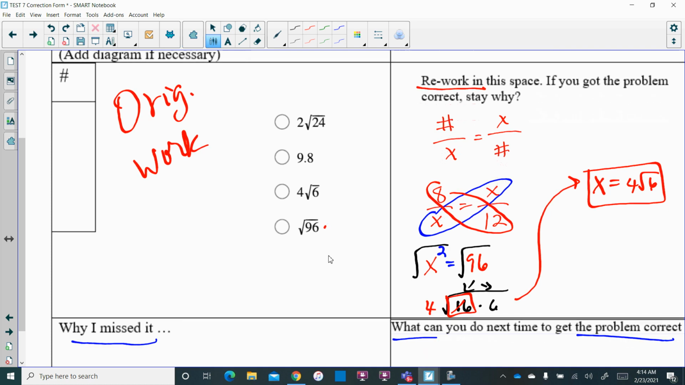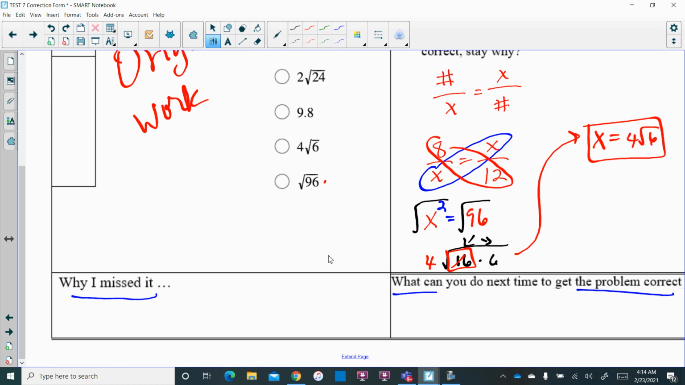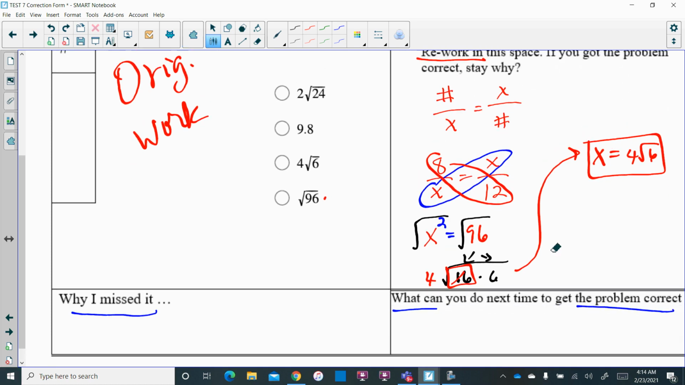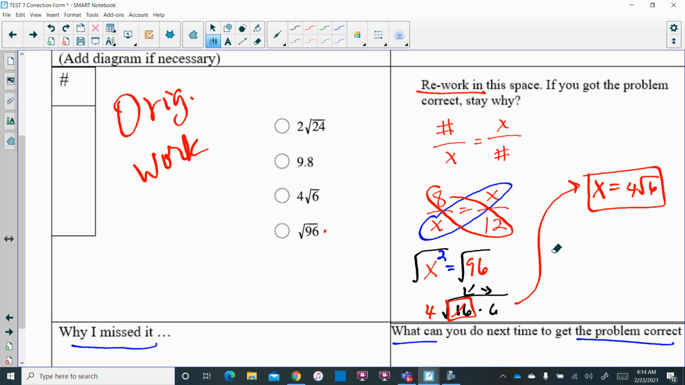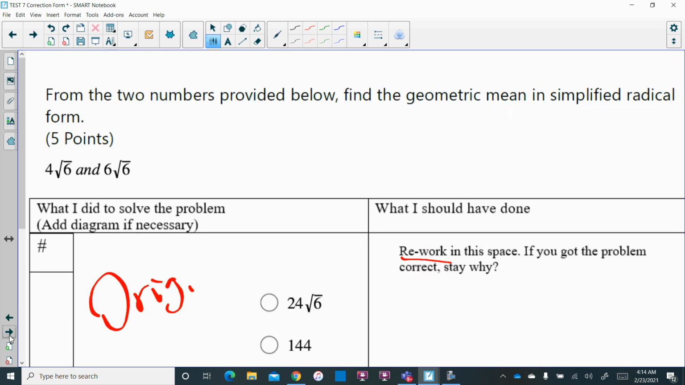So if you got this wrong, make sure you tell me why you missed it and what you could do next time, and to receive points back for a reassessment, a retest score. All right, so that was the two-number rule on number 6.